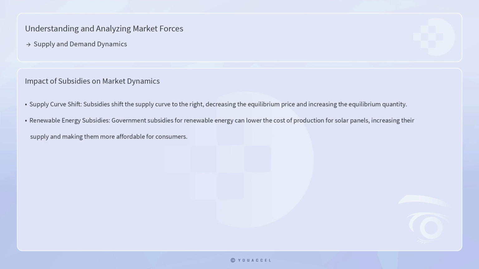Subsidies, on the other hand, shift the supply curve to the right, decreasing the equilibrium price and increasing the equilibrium quantity. For example, government subsidies for renewable energy can lower the cost of production for solar panels, increasing their supply and making them more affordable for consumers.